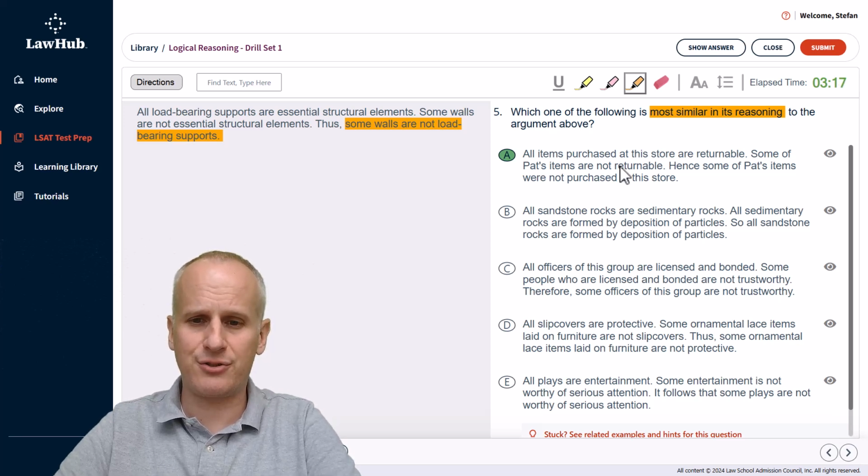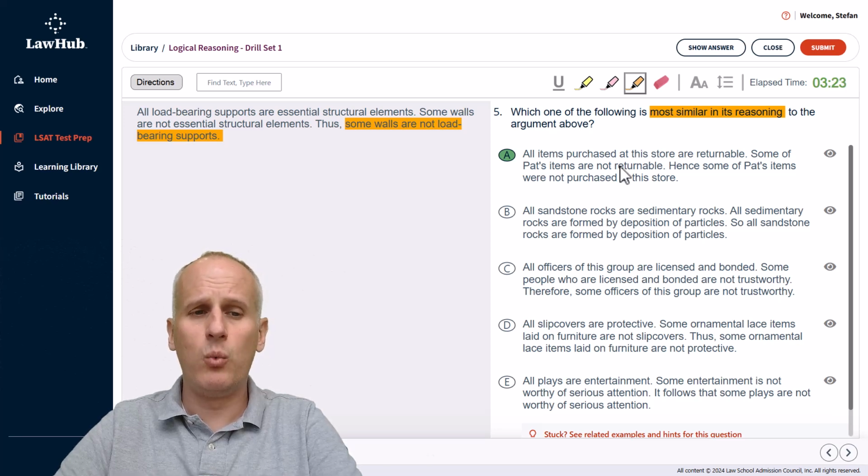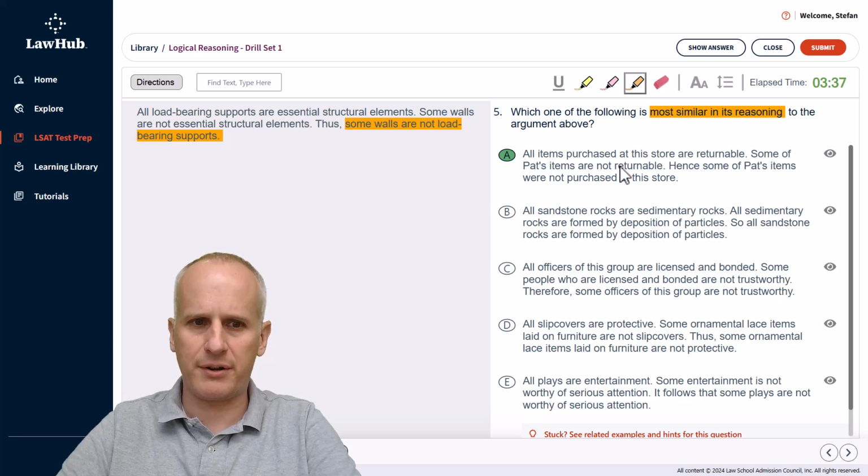But just for illustrative purposes, let's consider the remaining answer choices and look for reasons to eliminate once we find something that doesn't match that original structure. So choice B, all sandstone rocks are sedimentary rocks. Okay, so if sandstone, then sedimentary. All sedimentary rocks are formed by deposition of particles. Well, we don't have a second all in our original structure. So I might just highlight all sedimentary rocks, and no matter how valid the rest of this argument is, it doesn't match the contrapositive structure of the given argument. So we can select the I icon there on the right-hand side and gray out choice B.